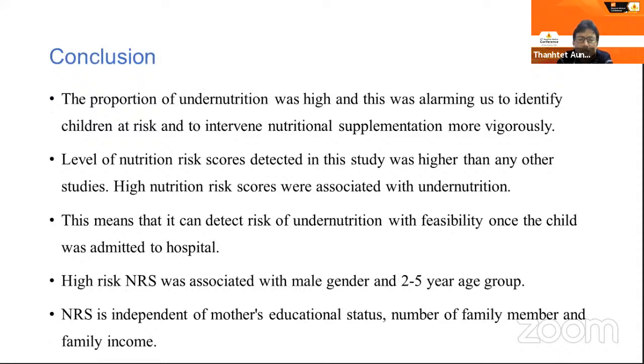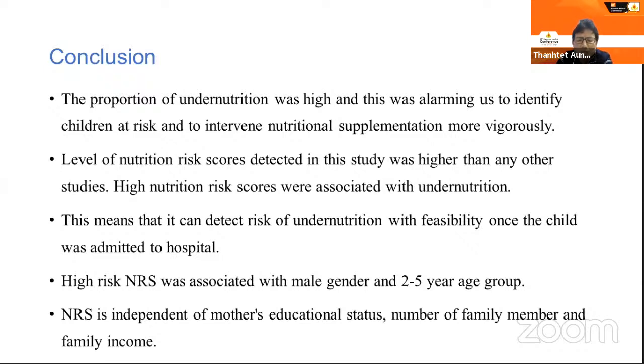Conclusion: the proportion of undernutrition was high, and this will allow us to identify children at risk so we can intervene with nutritional supplementation more vigorously. The level of NRS detected in this study was higher than in any other studies. High nutrition risk scores were associated with undernutrition. This means that it can detect the risk of undernutrition once the child is admitted to hospital.